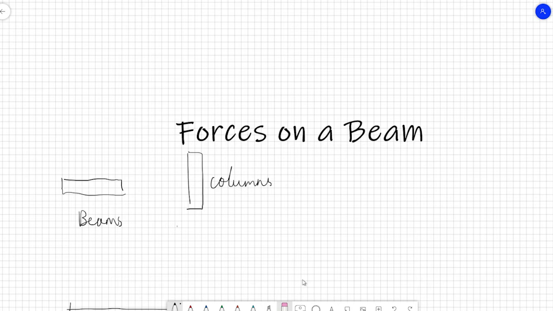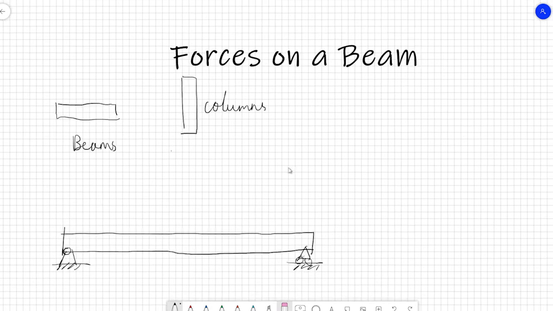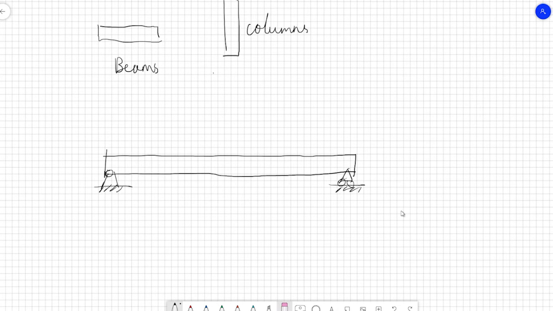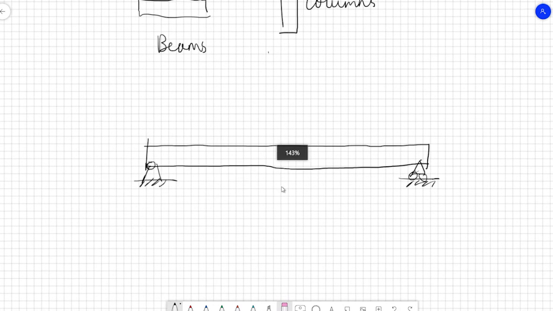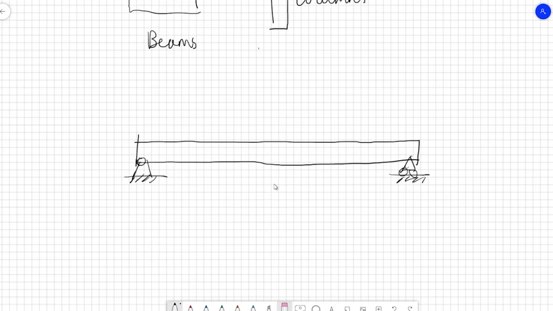So a bridge, at least the surface part of the bridge, acts as a beam because it's horizontal and it's mostly supporting downward loads. Here is a very simple model. If you look at the two ends, it's very typical in analyzing beams.